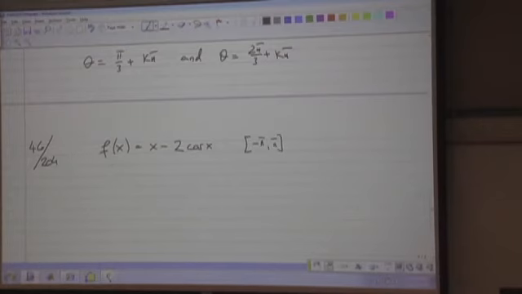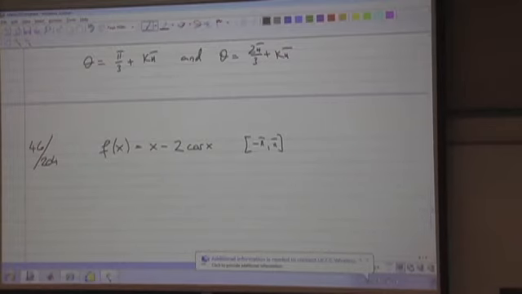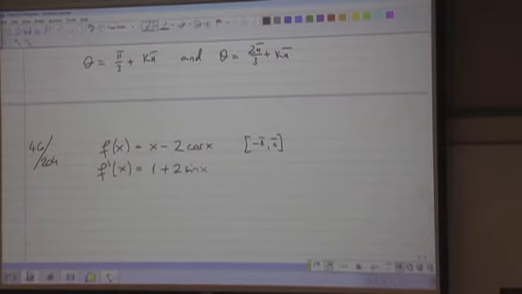Okay, so we're supposed to find the absolute minimum and maximum of this function, right? So if you remember the closed interval method, we need to find the derivative, we need to find the critical points, right? So, critical points, well, if you look at f of x, you look at f prime of x. f prime of x is 1 plus 2 sine of x. They're both continuous everywhere. So again, the only critical points we're going to be looking at will be when the derivative is 0, right? So f prime of x is equal to 0.